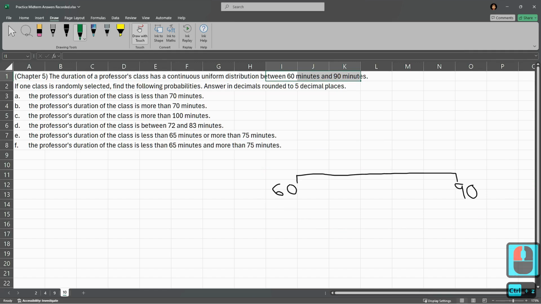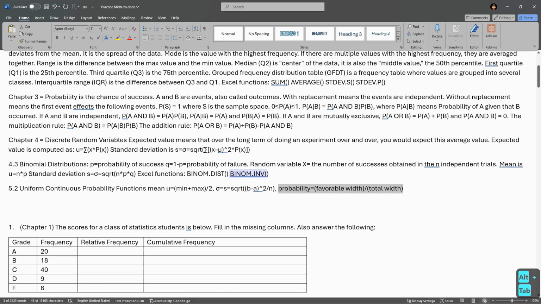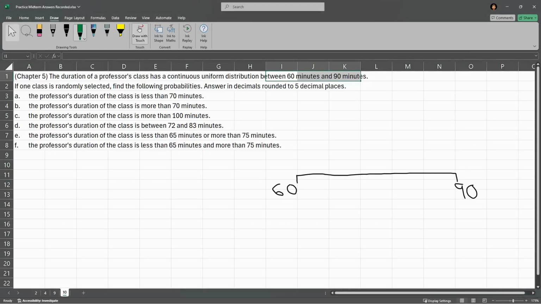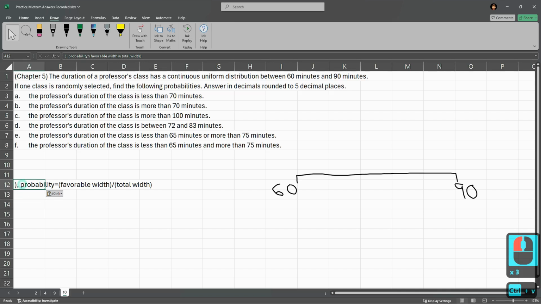Now the other thing we need is the formula page, which over here is chapter 5. Probability is favorable width divided by total width. So I'm going to copy that and paste it over here. We're going to use this formula to answer all the questions. Total width is going to always be the same.